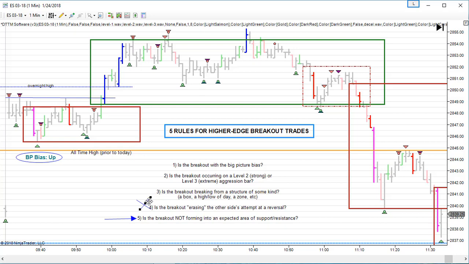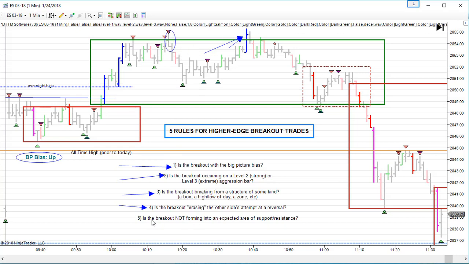Now, again, this doesn't mean that this is going to work every single time. Let's look at this one right here. This one is actually a really good example of a breakout that, quote, should work. And I'm just saying this because this is real. Trading is not perfect. You don't have perfect examples all the time. But is this breakout with the big picture bias? Yes. Is this breakout occurring on a level 3 aggression or level 2 aggression bar? Yes. Is it breaking from something? Yes, it's breaking from this buying box that's already formed earlier. Is it erasing the other side's attempt at a reversal? Yes, it's taking out this box rejection from earlier.